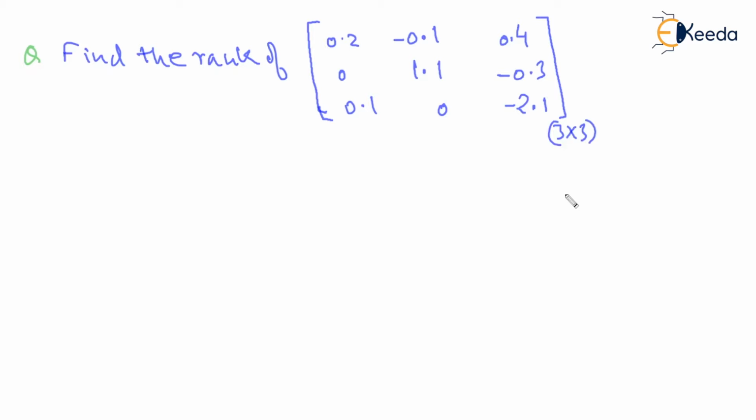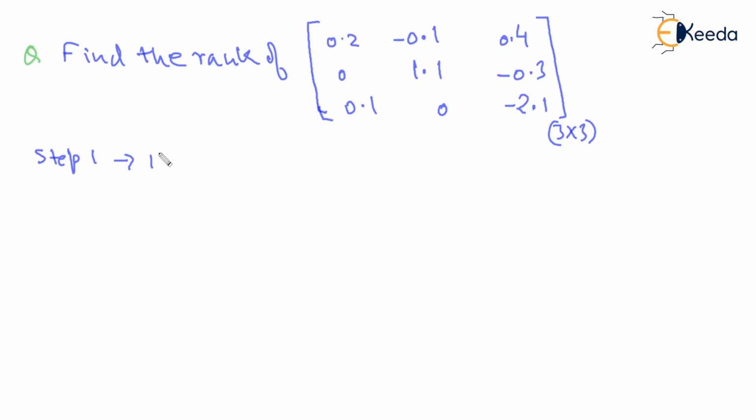We can transform this into the triangular form and then we can check the number of non-zero rows, which will give you the rank of this matrix, right? So let's start with the first column, and the elements below this diagonal element have to be made 0, out of which this is already 0, so we have to make this one 0. So the first step which we can do is step 1.